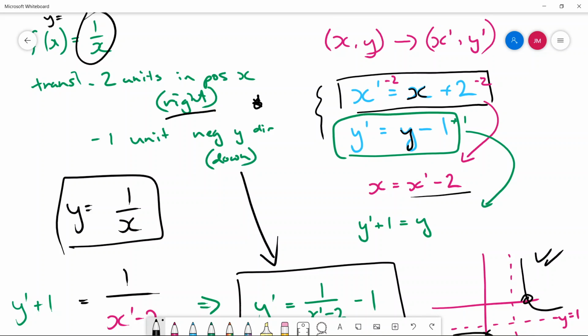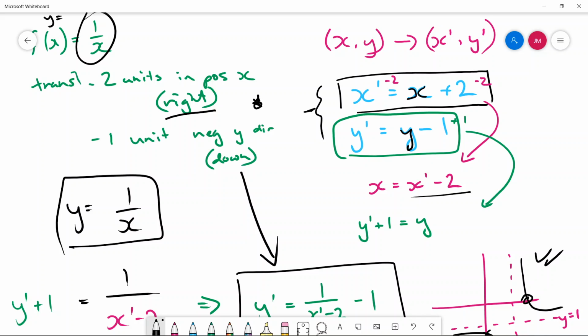So for these easy ones, if you can spot the answer, still try and use this technique here to set up the equation for the image, then make the original x and y the subject and sub them back into the original equation. And that way, when you get to those harder full-on questions later in chapter 7, hopefully you won't have too many issues.